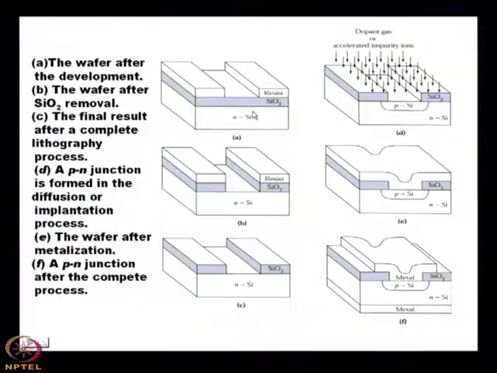sprayed on the surface. So, the only difference between A and B is that here there is no SiO2 in the mid region. Otherwise, there is no difference. Only from the mid region the SiO2 is removed. Then the difference between B and C is that in C there is no photoresist on SiO2.